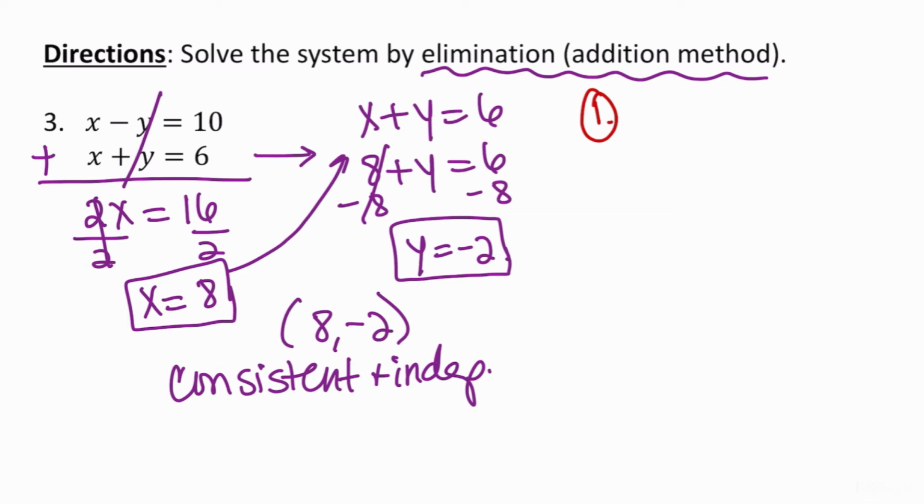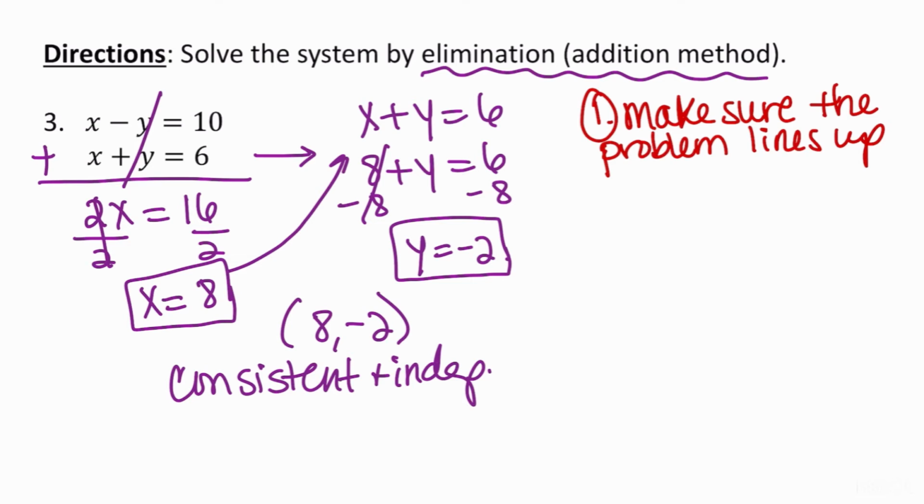Step 1, make sure everything is lined up. That means check that the x's, the y's, the equal signs, and the numbers are all lined up. If they're not lined up, the first thing you're going to have to do is rearrange the variables and everything so that everything is nicely lined up.